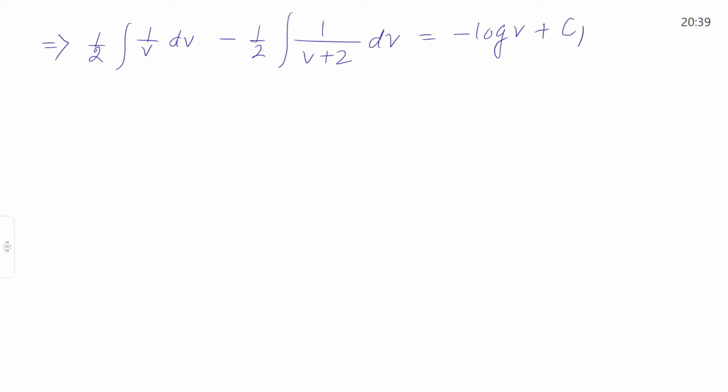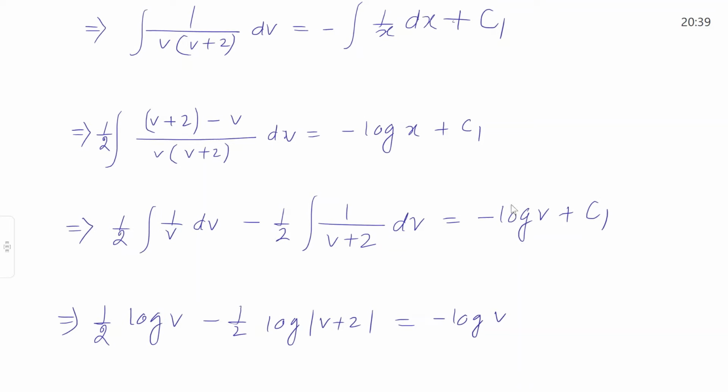So write the two integrals: this implies half of log v minus half of log v plus 2 is equal to minus log of x. Yes, it was log x, and here also it is log of x plus, I write log of c here.